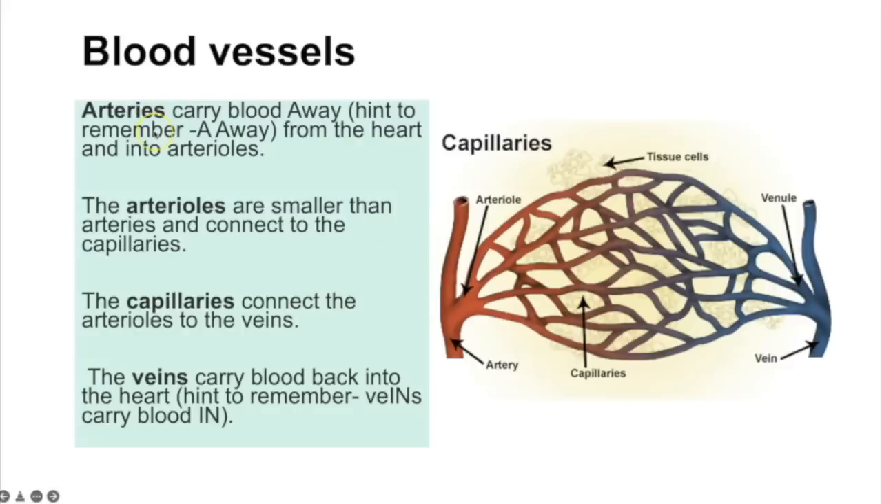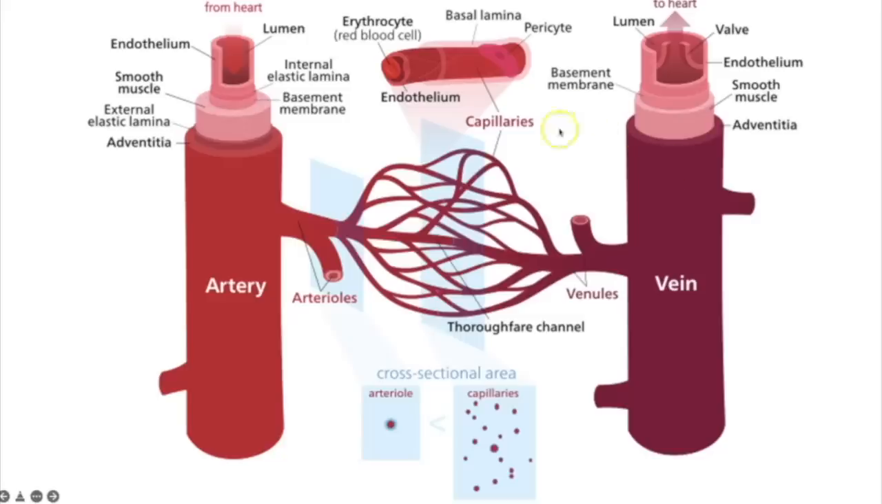Looking at the blood vessels that are connecting all of the major blood vessels together, we have the arteries, arterioles, capillaries and veins. Arteries, as we said, think A away, they carry blood away from the heart towards the arterioles. The arterioles are smaller than arteries and connect to the capillaries. The capillaries connect the arterioles to the veins, and the veins will then carry blood back into the heart. So we can see here our arteries connected to our arterioles. We then have this capillary bed or network of capillaries connecting to the venules and then the vein.